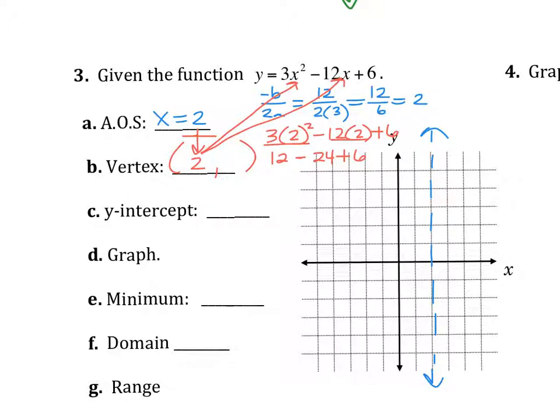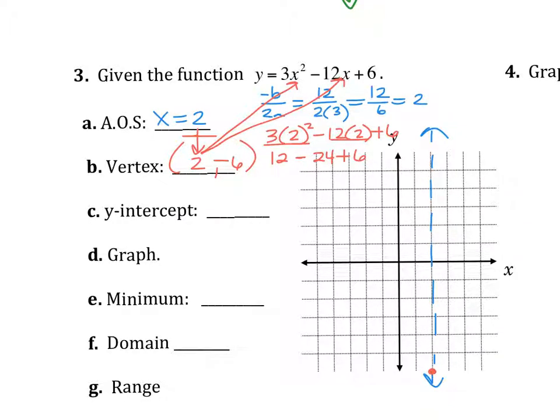So you plug it in, 12 minus 24, that's a negative 12. Negative 12 plus 6 is a negative 6. So your vertex is 2, negative 6: 1, 2, 3, 4, 5, 6 down. Okay, so there's our vertex.